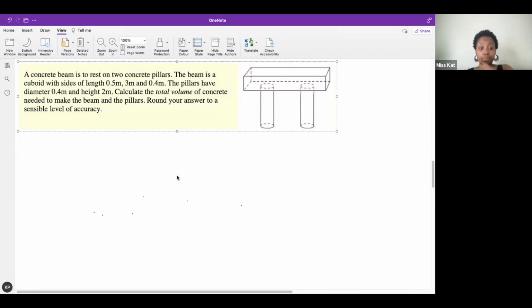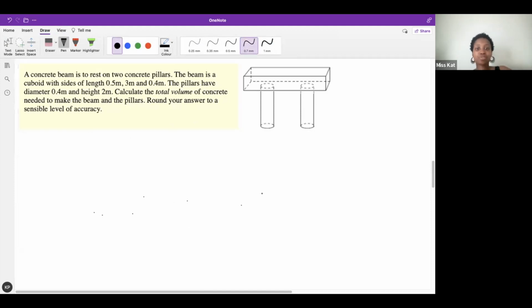Okay. And it has the following dimensions. So the sides, in such questions, I recommend you fill in your information. So the sides for the cuboid is going to be 3 meters by 0,5, height 0,4. Okay. And then the diameter of one of these cylinders is 0,4, and the height is 2 meters. Okay, I'm glad that Abu already knows that this is a volume question. Okay, but they did say the total volume.